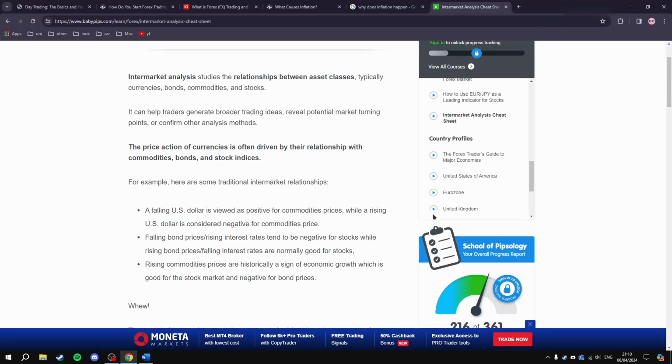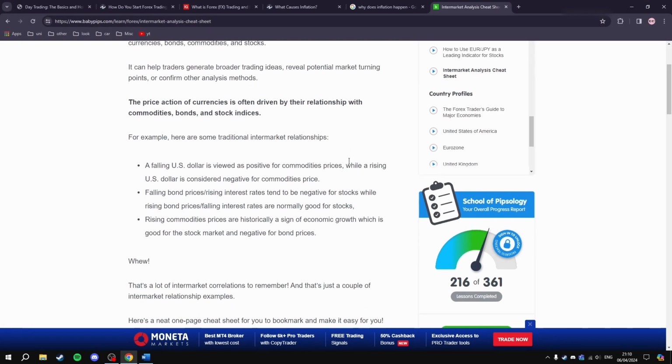For example, here are some traditional intermarket relationships. A falling US dollar is viewed as positive for commodities prices, while a rising dollar is considered negative for commodities prices. So a falling US dollar is good for commodity prices, whereas a rising dollar is considered negative.